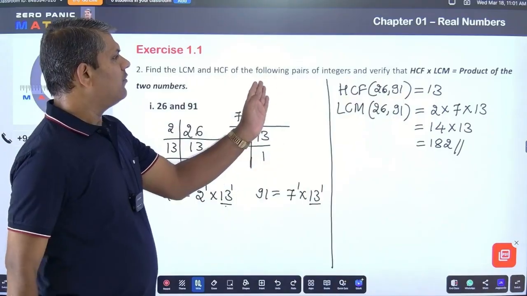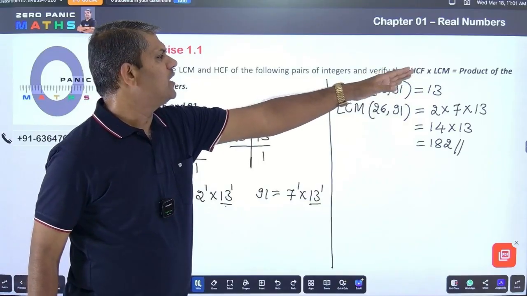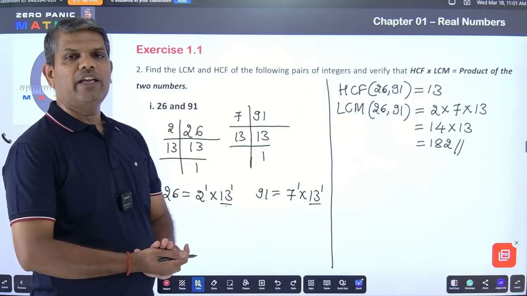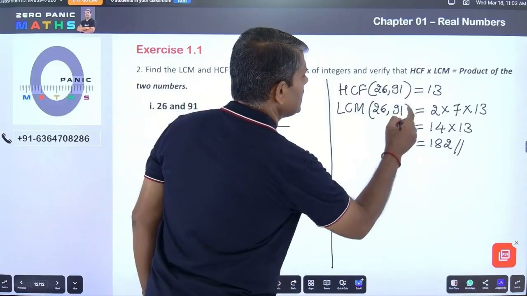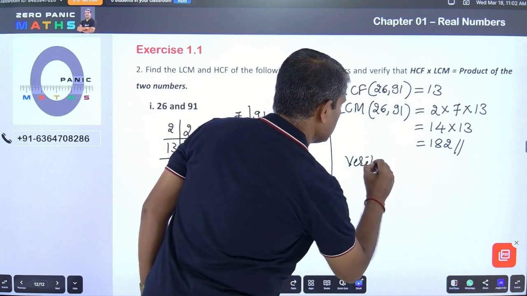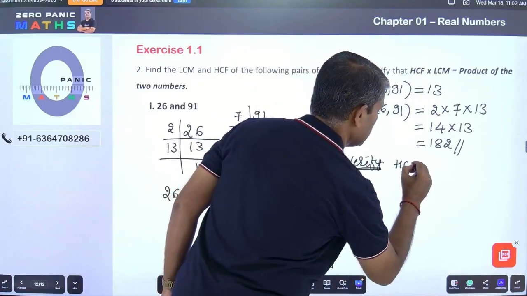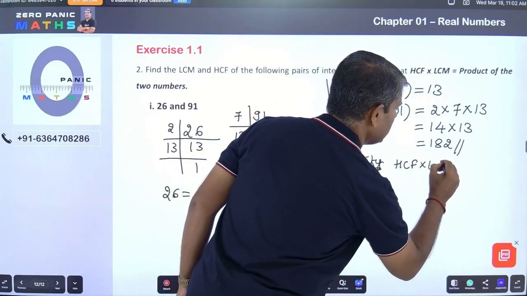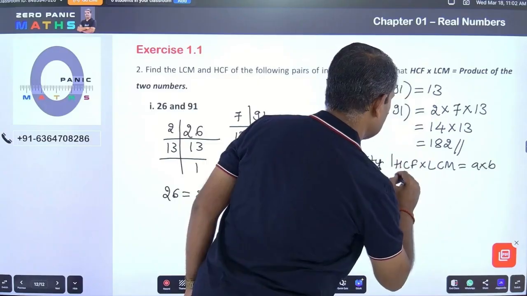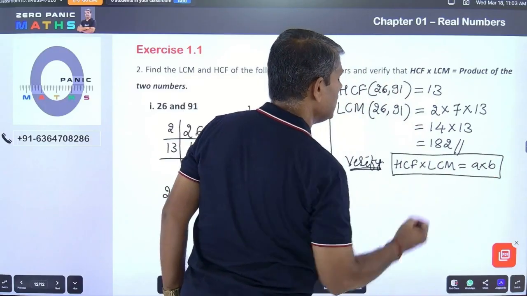Now finally we need to verify whether HCF multiplied by LCM is equal to the product of the two numbers or not. Okay, let us do that. What is HCF? 13. So verifying, HCF multiplied by LCM is equal to A multiplied by B, where A is 26 and B is 91.